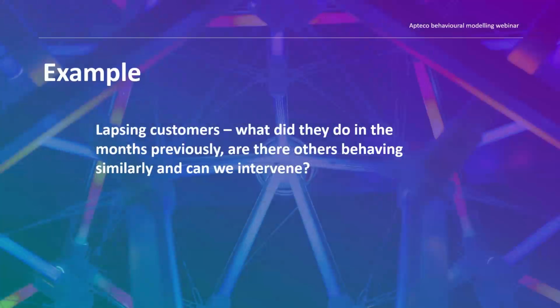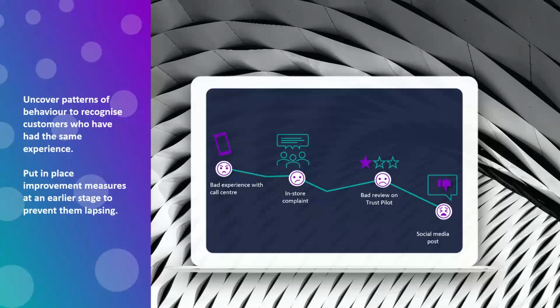So let's take some examples. Simple example, lapsing customers. What do they do in the months prior to lapsing? What can we see about that behaviour, and what could we do to intervene? And the idea is that if we can see behaviour across a series of different touch points, in this case, contact center, in-store, and a review site, and maybe a negative sentiment social post, those behaviors can be identified together to produce a predictive effect that this customer is unhappy and actually we want to do something about it.